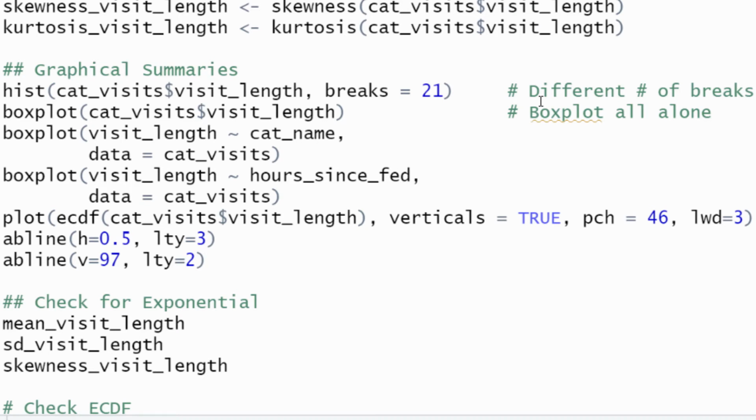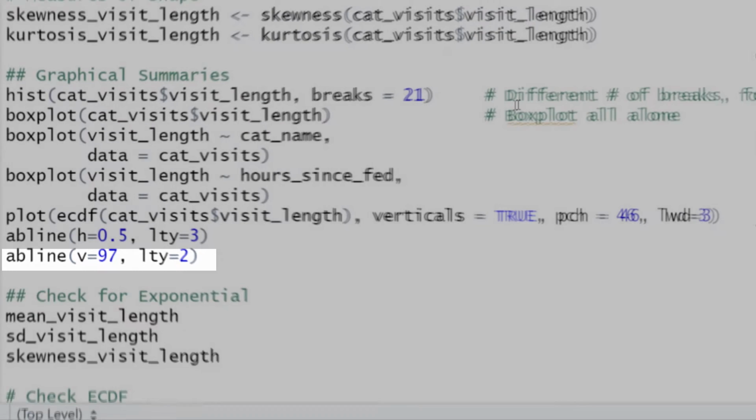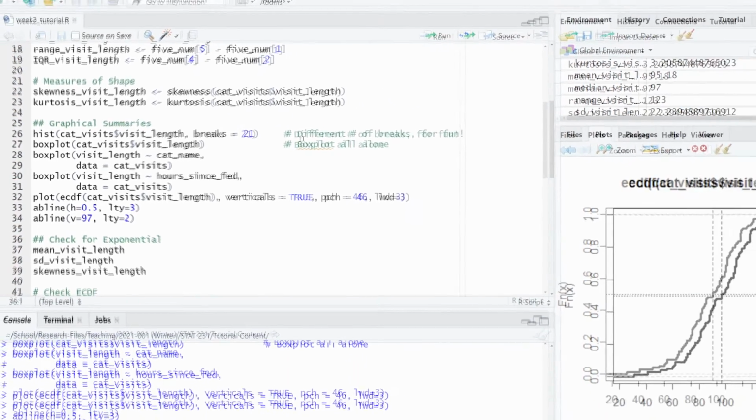Now you can also pass a parameter v, which draws a vertical line at the indicated value. So our median was 97, so abline v equals 97 will mark this on the chart.